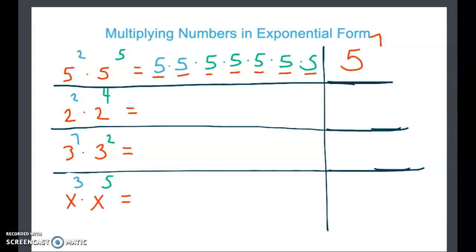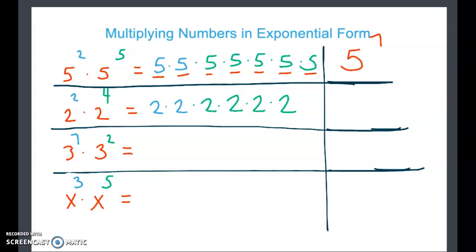So with 2 to the 2nd power, that would be 2 copies of 2 being multiplied by each other. And then 2 to the 4th power would be 4 copies of 2 being multiplied by each other, as well as by the first 2 copies of 2.